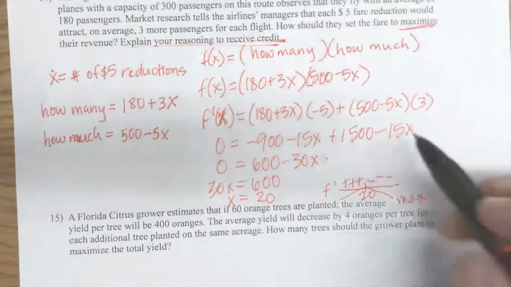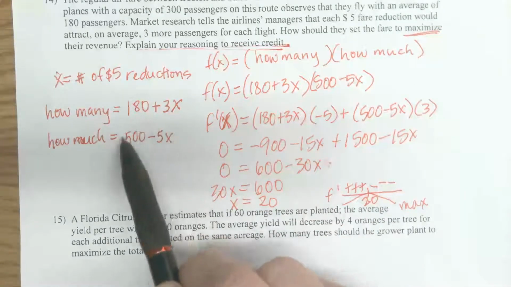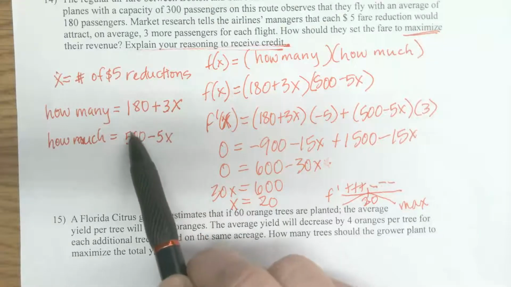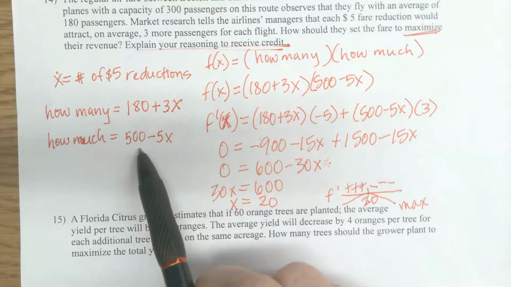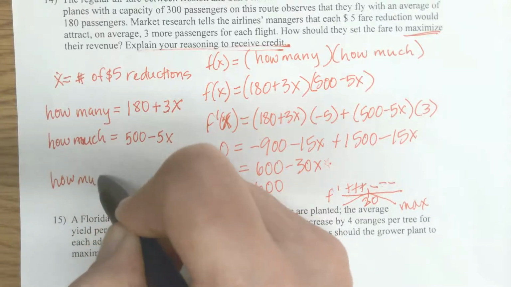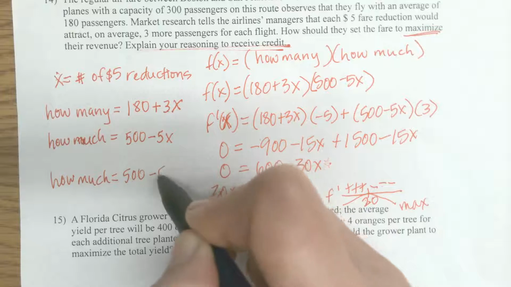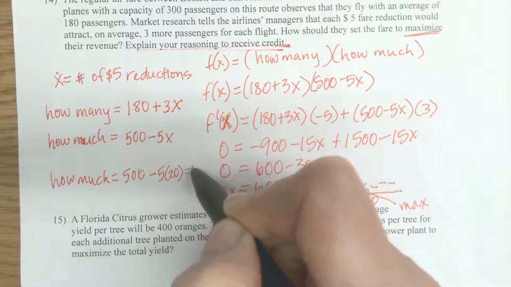So this means that I should reduce the airfare by $5 20 times. If I reduce the airfare by $5 20 times, that means my how much will be 500 minus 5 times 20, or 400.